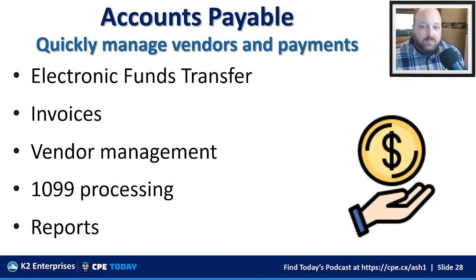Now, on the AP side of this, we can pay people through EFT and support EFT transactions. We can process the invoices that we receive from our different vendors. We can manage our vendors effectively. We can also 1099 them, as well as run a variety of reports to see who we are. Let's take a look at our AR and AP capability.